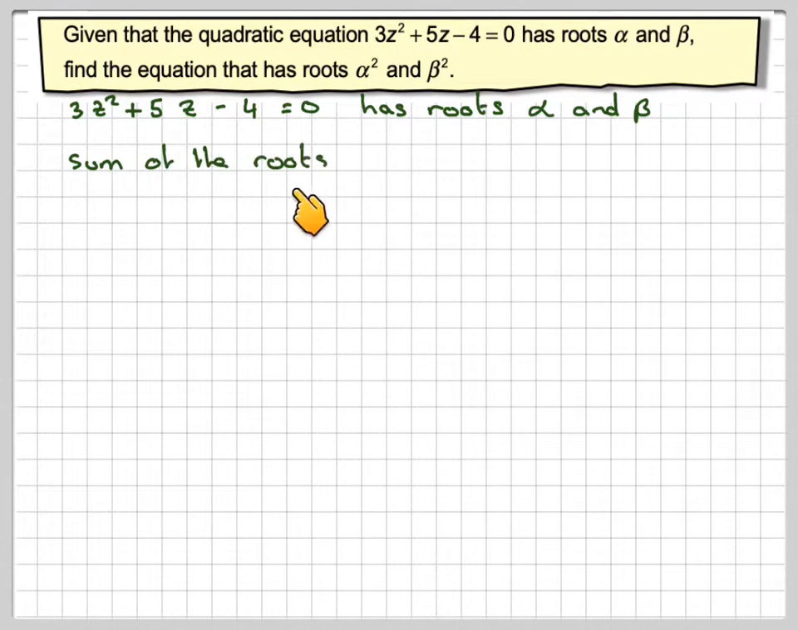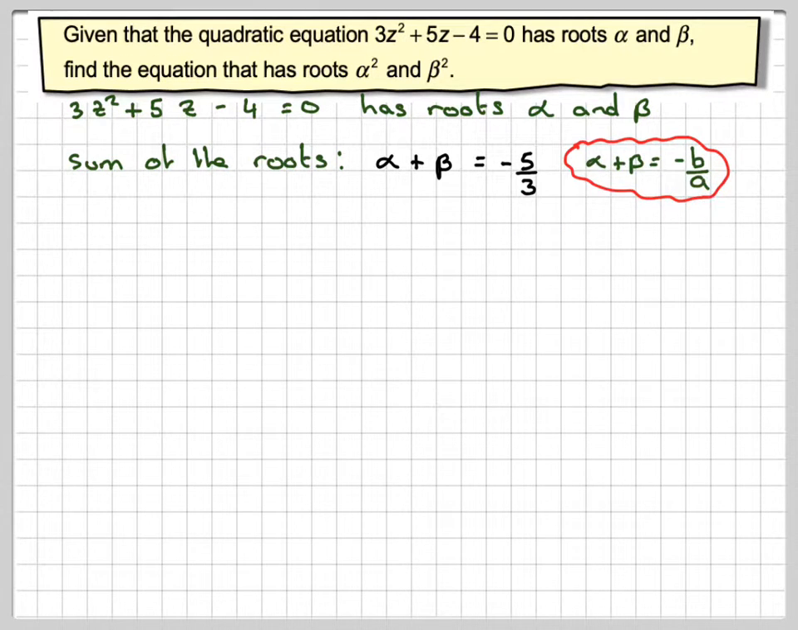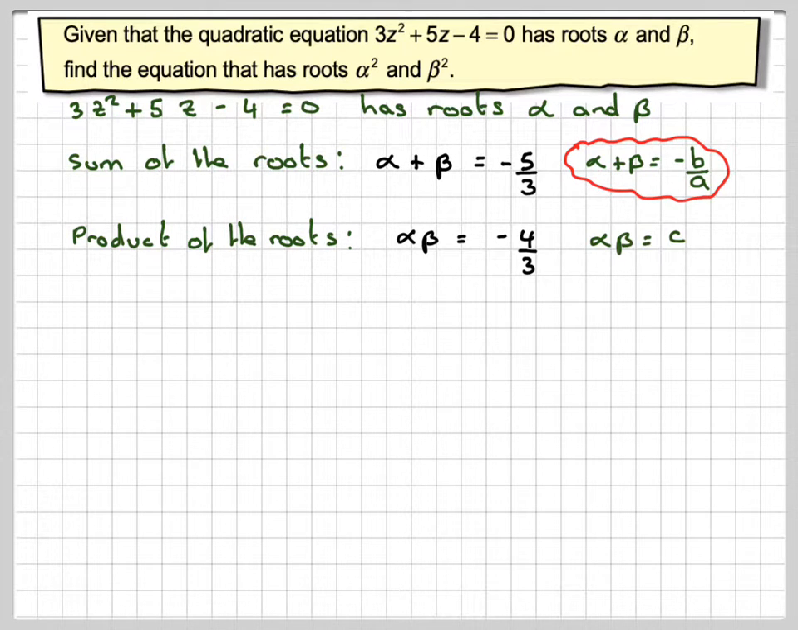The sum of the roots of this one is alpha plus beta, so it's going to change the sign on that. So it's minus 5 over 3. Alpha plus beta is minus b over a. So we need to change the sign, whatever that is. Be careful with that. And the product of the roots is going to be alpha beta, which is going to be minus 4 over 3. You just go with the sign on that one. So alpha beta is c over a. Now these a, b and c are different on the new equation, obviously.